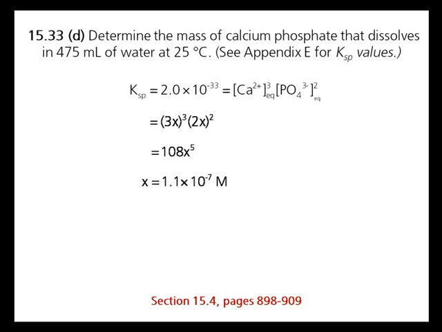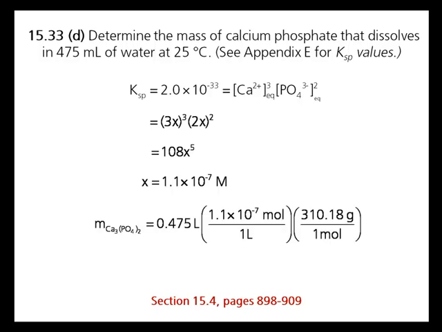Solving that, we find that x is 1.1 times 10 to the minus 7 moles per liter. And don't forget that that's the number of moles of calcium phosphate which dissolved in 1 liter of solution in the first place. So the mass of calcium phosphate that dissolves in 475 milliliters of water is that molarity times 0.475 liters times the molecular weight of calcium phosphate. That works out to 16 micrograms.